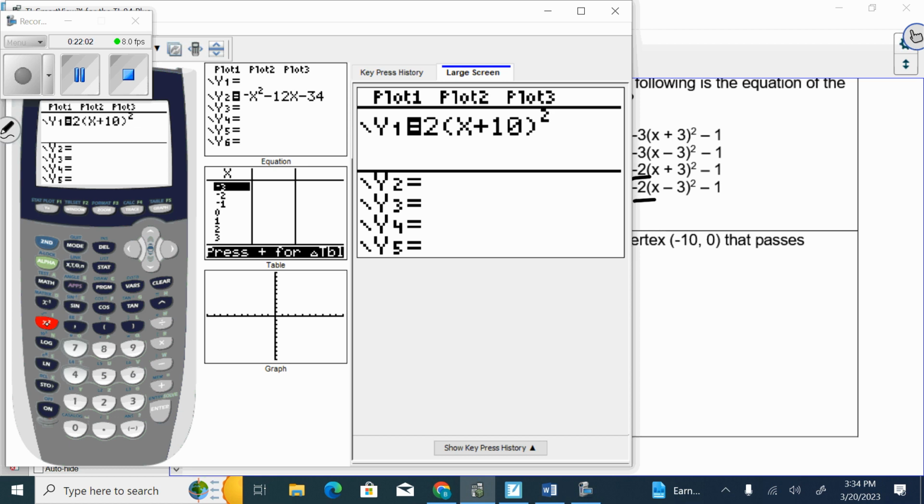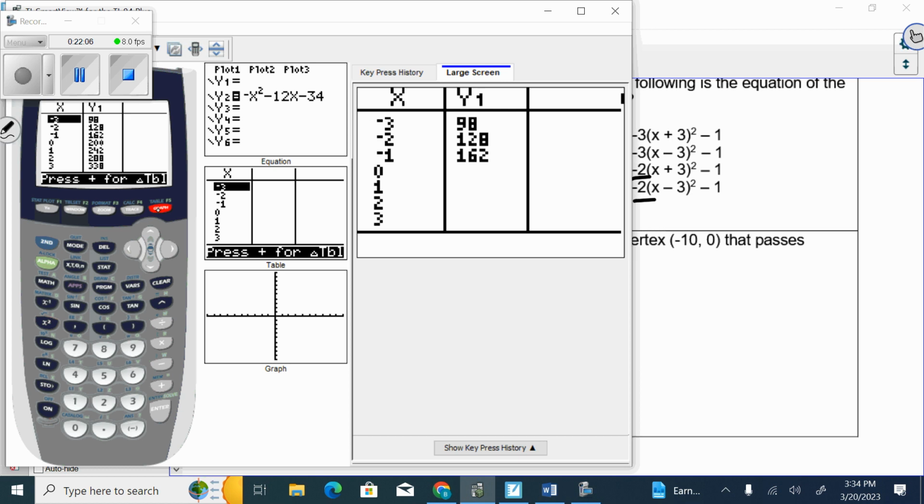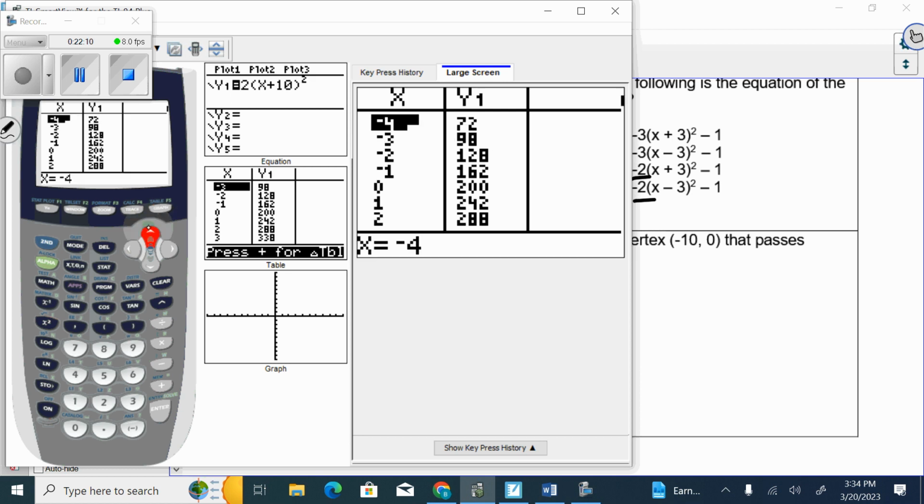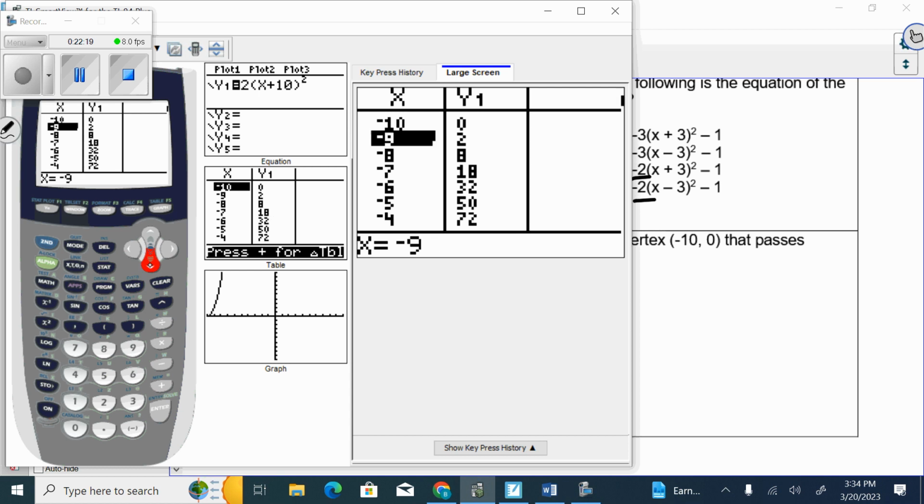So I would type in answer choice A, which is 2 parentheses x plus 10 close parenthesis squared. Okay. Now I'm just going to pull up the table. So I pressed second graph, and we said that it needs to have the coordinate point -10, 0. So I'm going to go check at -10. Okay, so it does have -10, 0, and it also said it has the point 1, 60.5, right? Does this one have 160.5? Okay, so I know it's not that one.